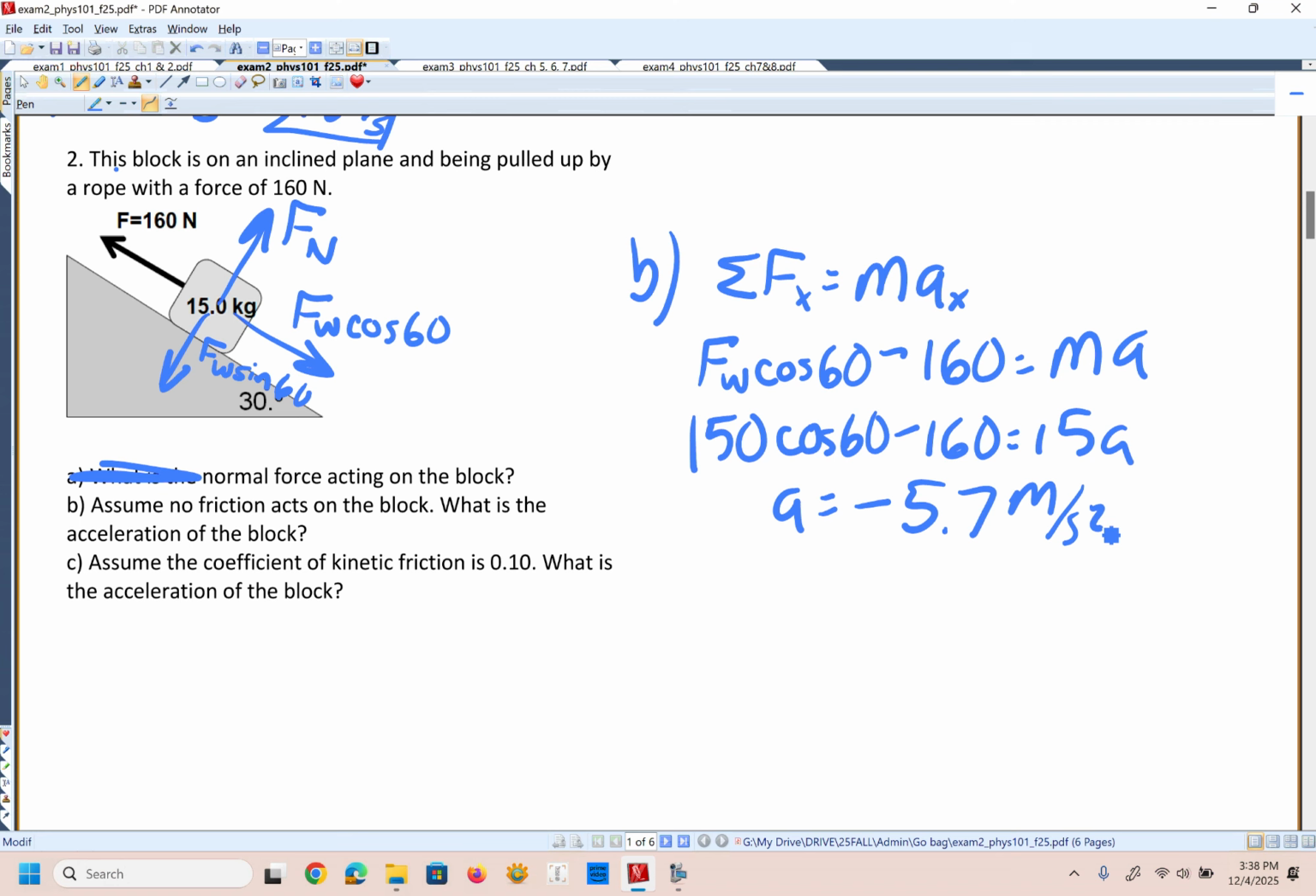Even though this is up the inclined plane, I'm pretty sure I just used this figure again and just changed the numbers. I'm pretty sure that I used that same orientation.